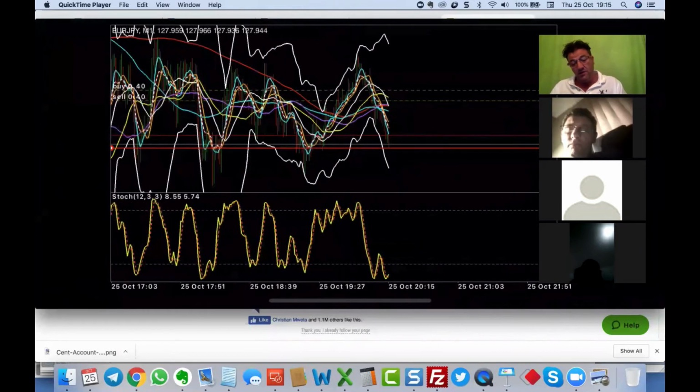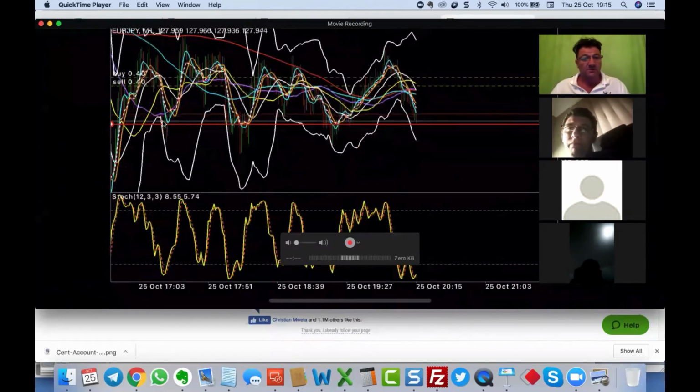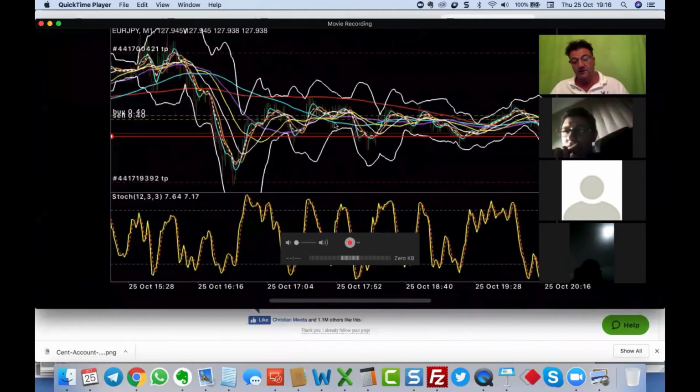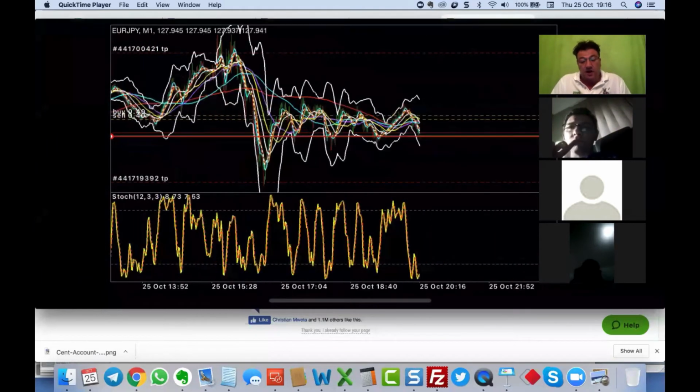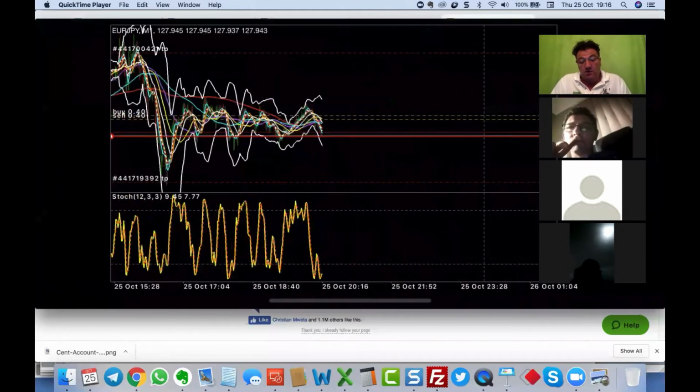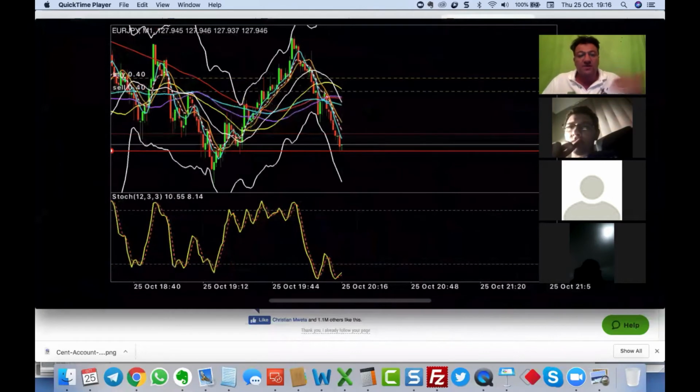So it could be here. Let's have a look. There you can see there's lots of support here. It's not going further than this. It's not going any further. No chance. And you can say with a lot of certainty that there it is.